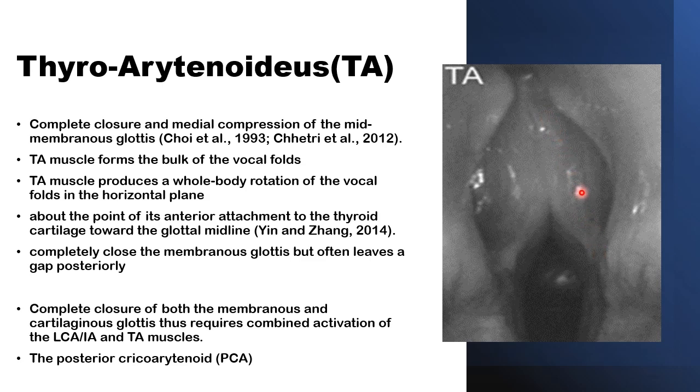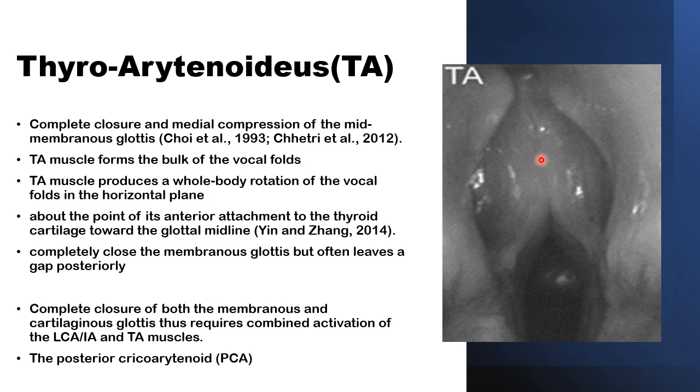When activated, the Thyro-Arytenoideus muscle will induce a whole body rotation in the axial and horizontal plane around the axis of attachment to the thyroid and the arytenoid. The whole of the muscle would rotate medially, and this will close up completely the membranous part of the glottis. It would leave the posterior part of the glottis open.